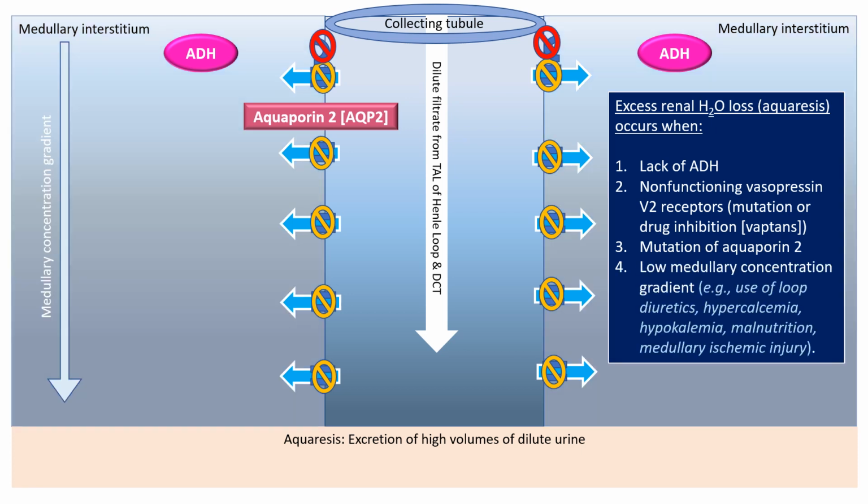There are problems with the maintenance of a strong medullary interstitial concentration gradient. Clinical examples include the use of loop diuretics, hypercalcemia, hypokalemia, malnutrition, or medullary ischemic injury.